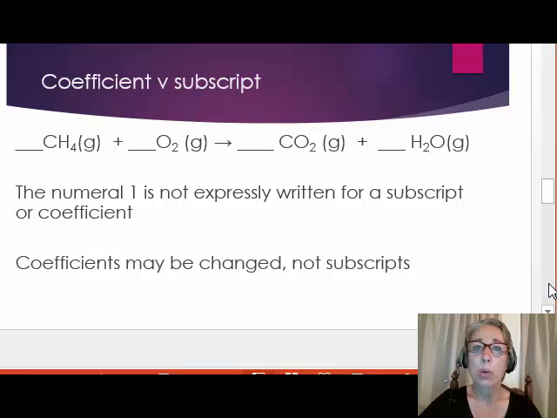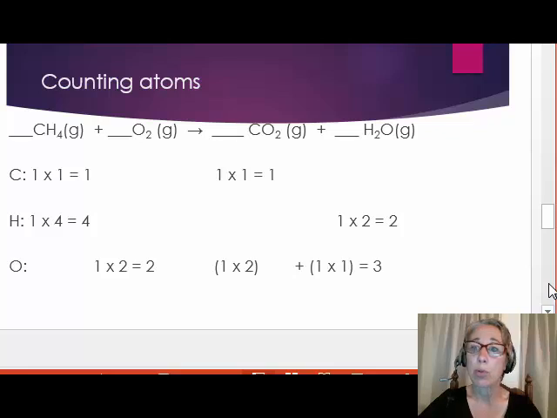Let's look at how to count atoms in a chemical formula or chemical equation. To do that, we multiply the coefficient by the subscript for each element. I've placed lines in front of each chemical formula to remind us that we can only change the coefficient when we balance a chemical equation. Since there's no number on the line, the coefficient for each chemical is currently 1.